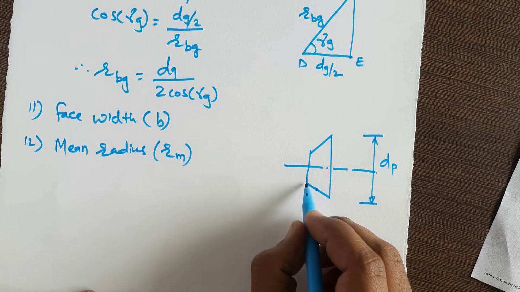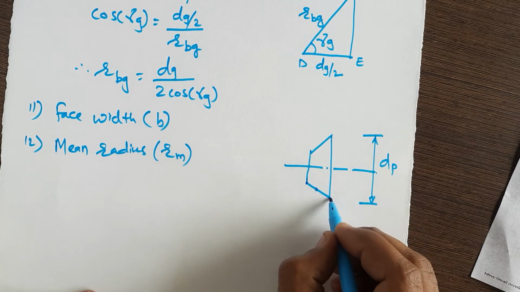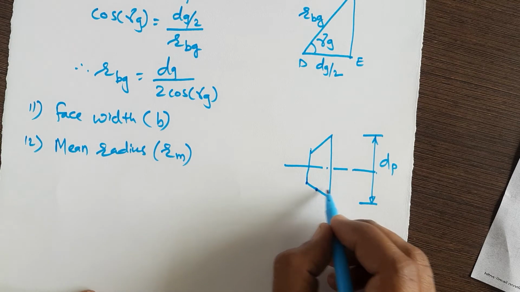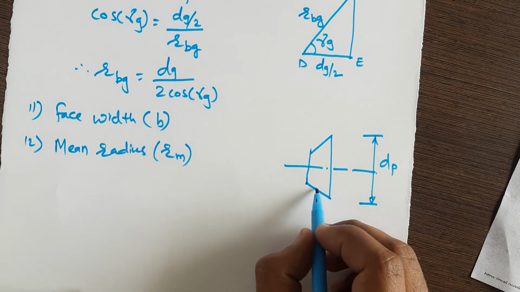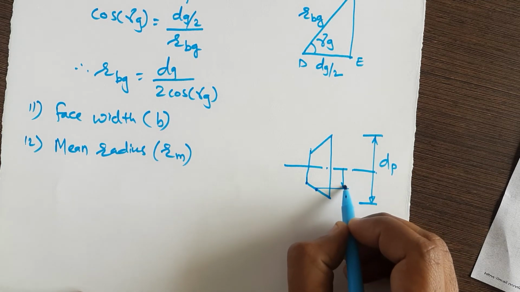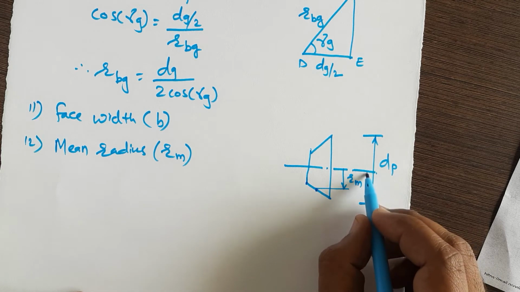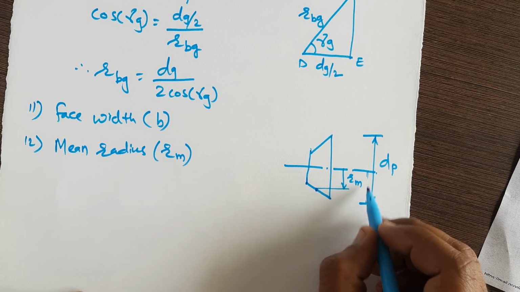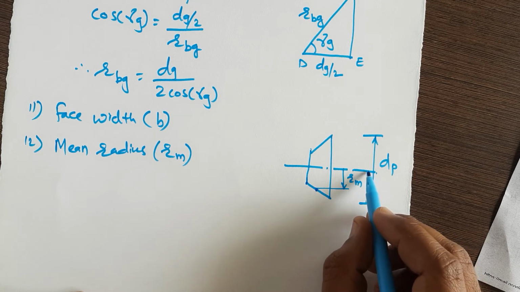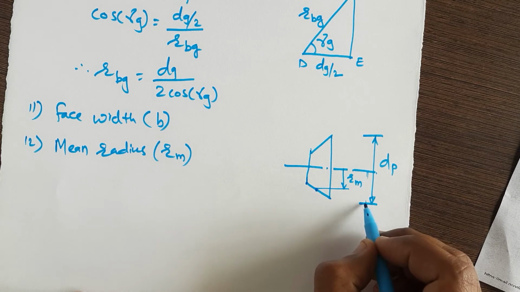Here the radius will be smaller, the diameter will be smaller. There is a maximum diameter, a minimum diameter, and the mean diameter will be here. So we want to find the mean diameter, so rm will be this much. Up to this is r, the radius of the pinion, or you can call it the pitch circle diameter of the pinion divided by 2. So dp by 2 will be up to this.